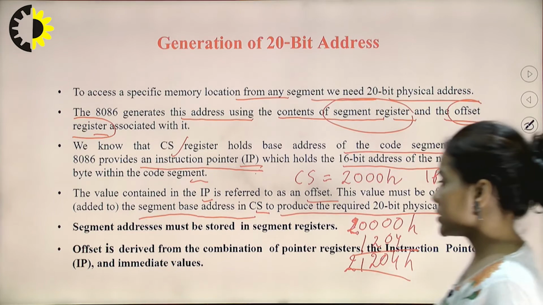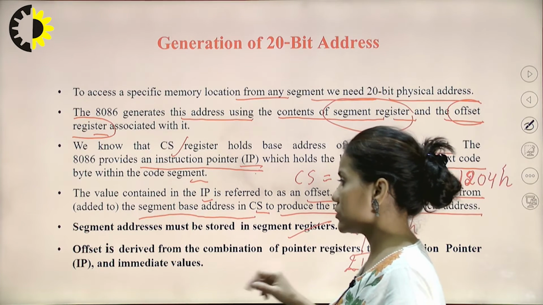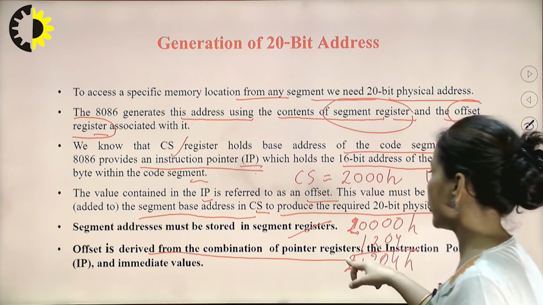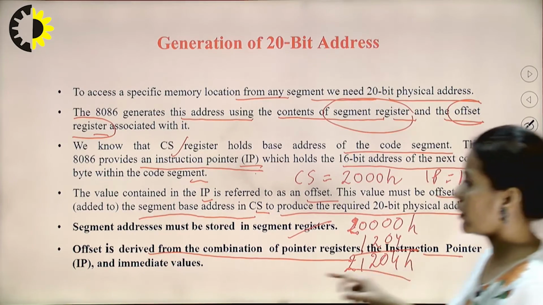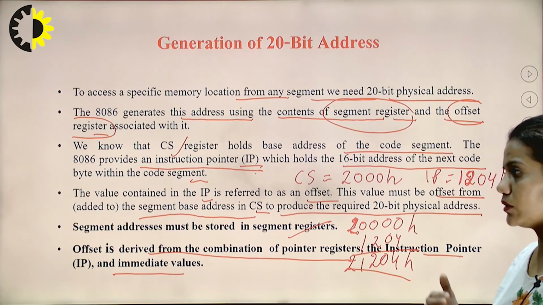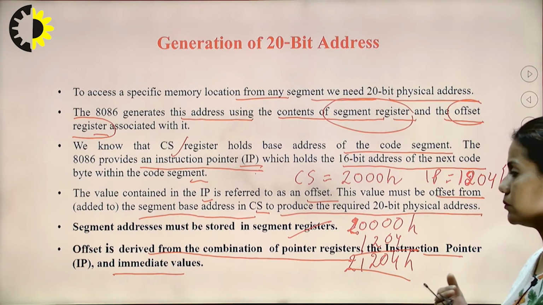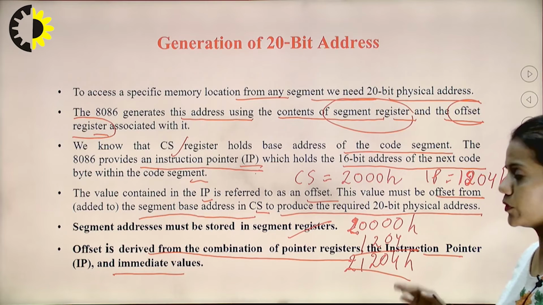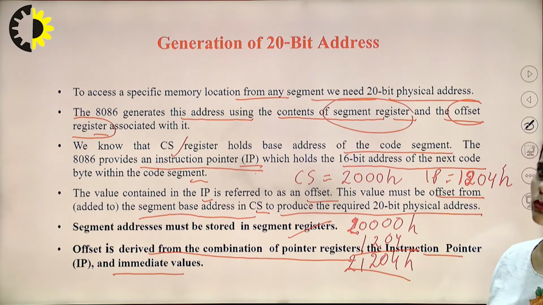So segment addresses must be stored in segment registers. Offset is derived from the combination of pointer registers, the instruction pointer and immediate values. So the offsets can be the combination of these three, can be the combination of two, or alone also.